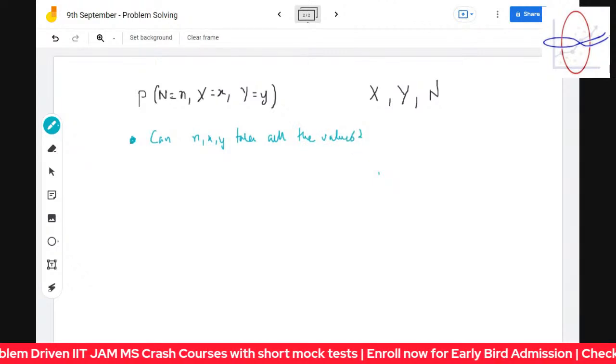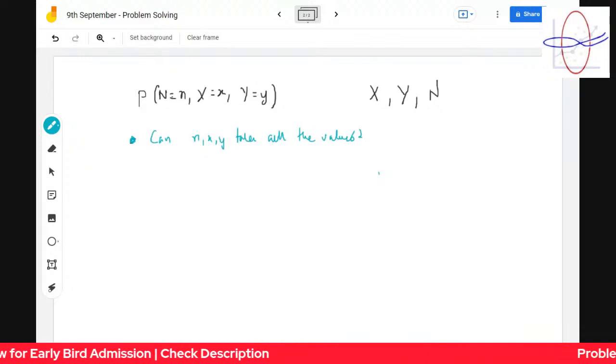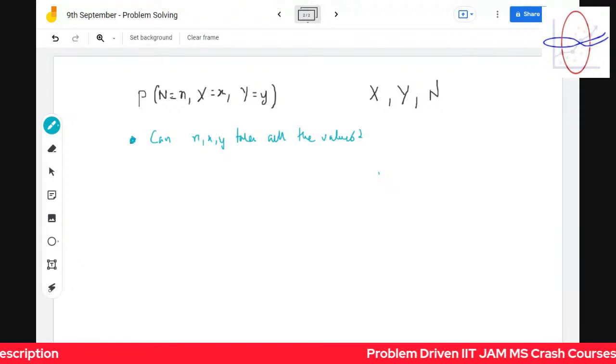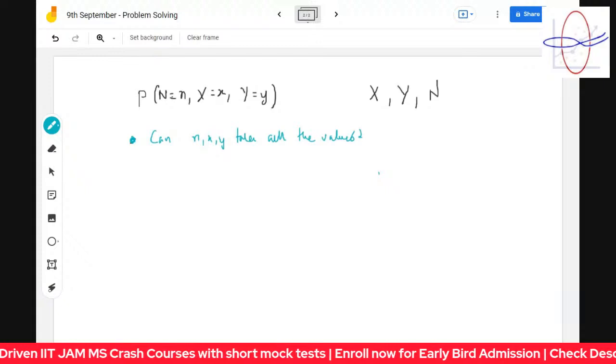Yep. Can n, x, and y take all the values, guys? Yeah. Like, all the values means you randomly put any value of n, x, y. Of course they are greater than or equal to 1, and n is greater than or equal to 2 because x and y are minimum 1. But let's say n can take 5, x can take 2, and y can take 500. Can this happen?